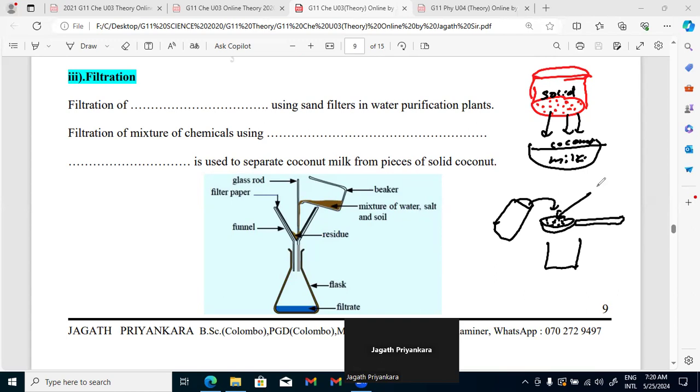So here the tea leaves are retained, and you get plain tea, the liquid, here. Solid pieces are retained here. So we use this also. That's also filtration. We filter. Making milk tea also you must be doing. Yes, not only plain tea, milk tea also.